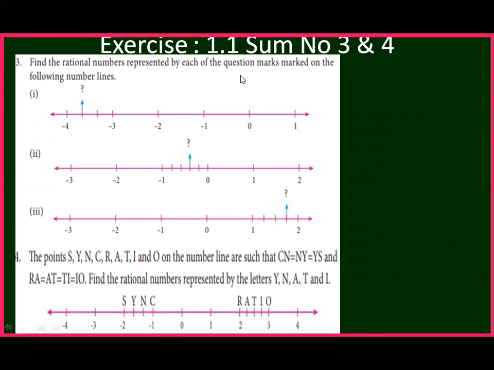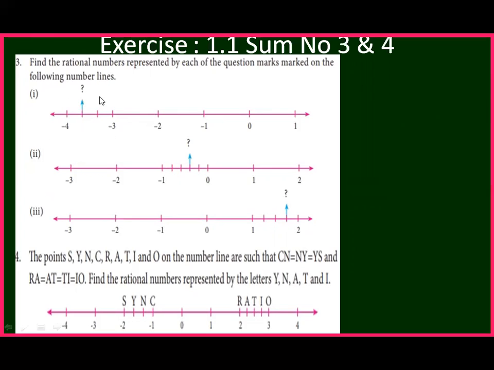Find the rational number expressed by each of the question marks on the following number line. So look at the number line here. You have minus 3. The arrow mark is between minus 3 and minus 4. And minus 3 to minus 4 is divided into 3 parts, 1, 2 and 3. So when it is divided into 3 parts, the arrow is located at the second position.